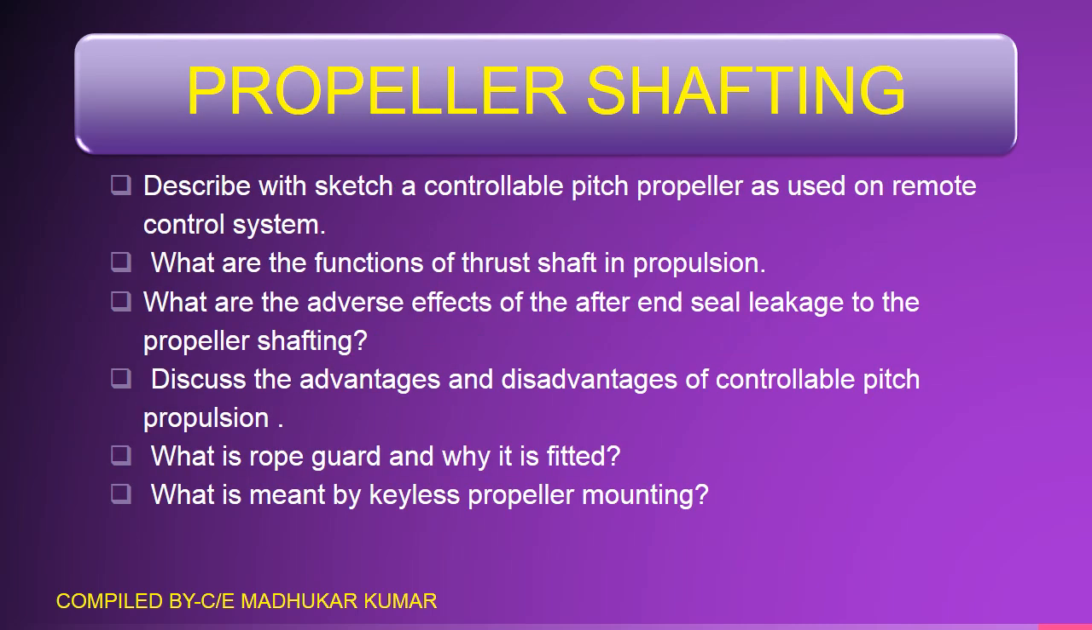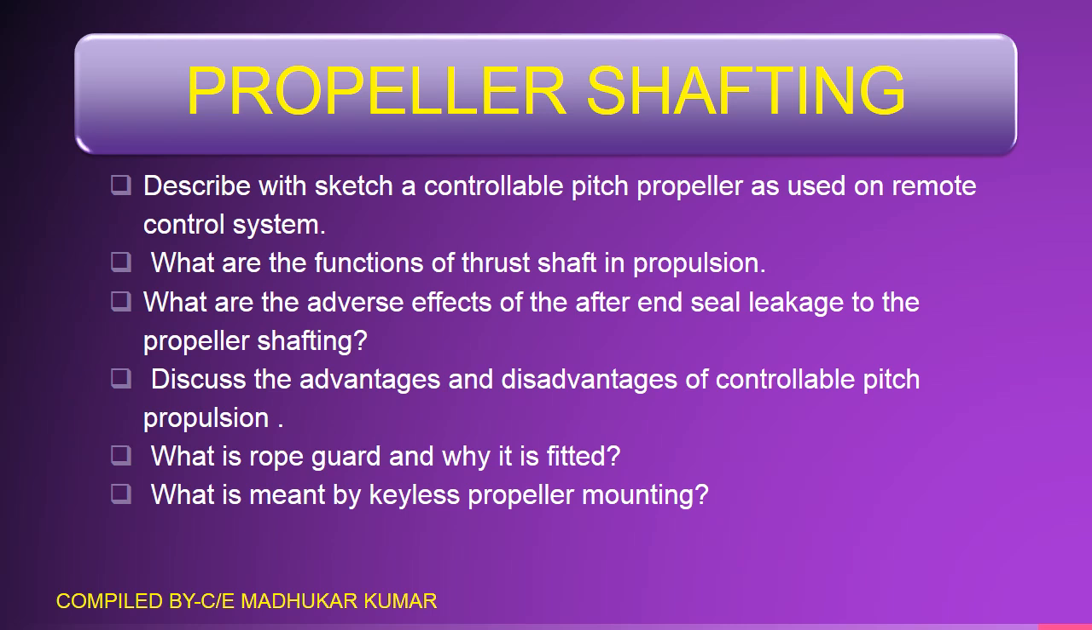In this slide, now we have the questions on propeller shafting. Describe with a sketch a controllable pitch propeller as used on a remote control system. Okay, so CPP. What are the functions of the thrust shaft in the propulsion? What are the adverse effects of after end seal leakage to the propeller shafting? Discuss the advantages and disadvantages of controllable pitch propulsion. Means advantages and disadvantages of CPP.